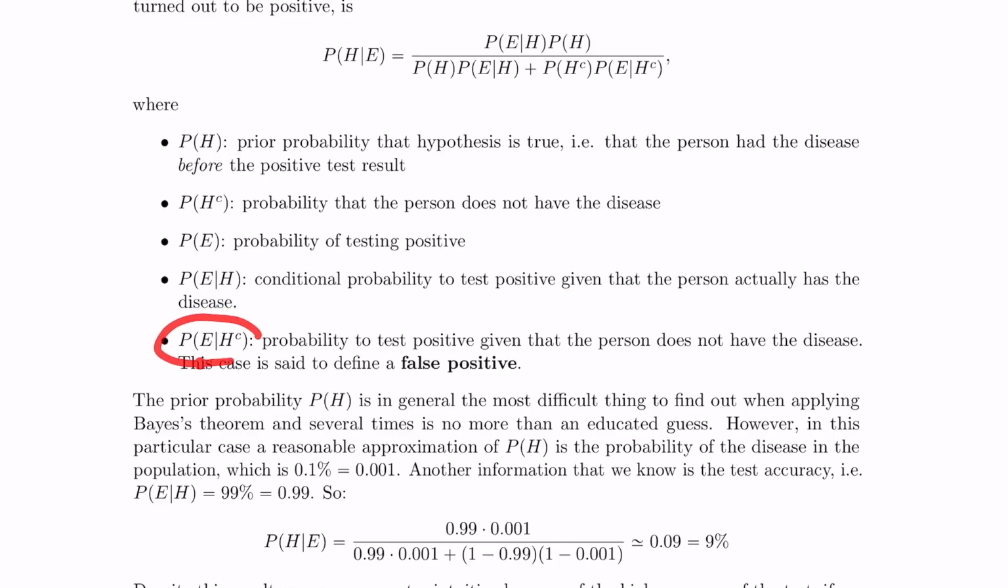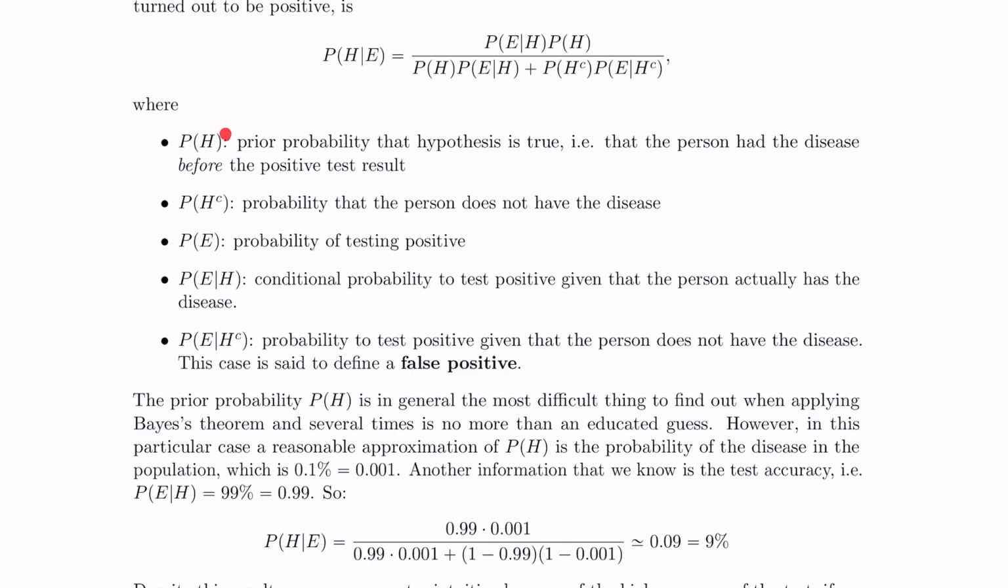Finally, we have this conditional probability, which is very interesting and important. In fact, if you think about it for a second, it is the probability to test positive given that the person doesn't have the disease. This case is said to define a false positive.